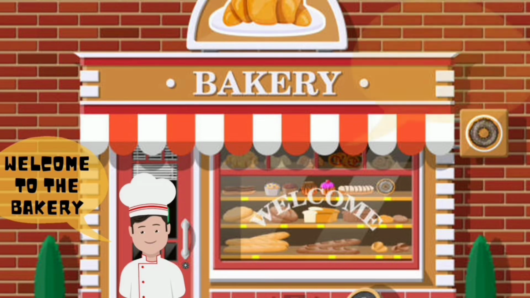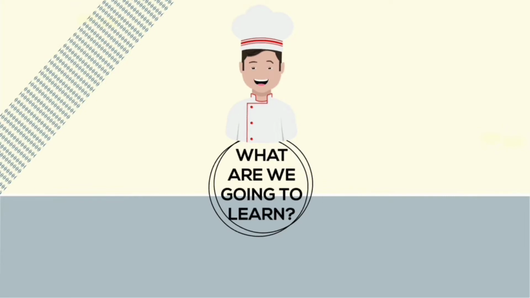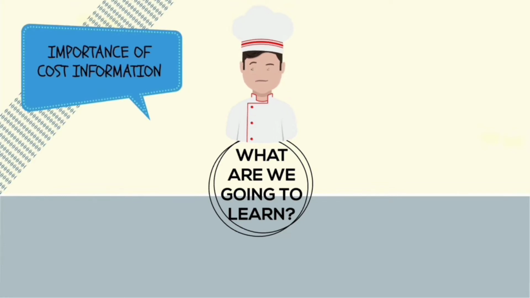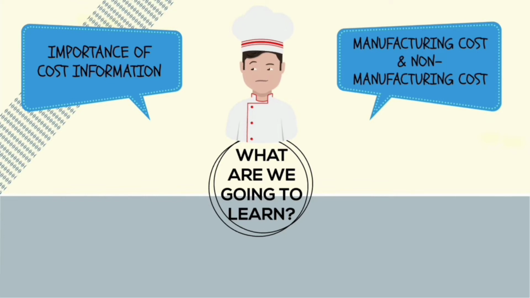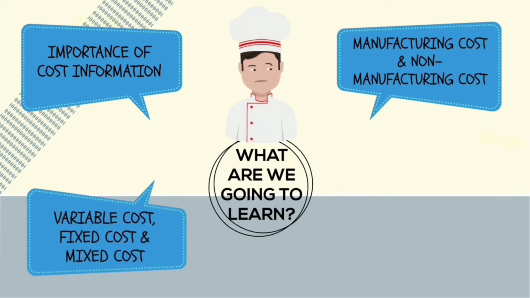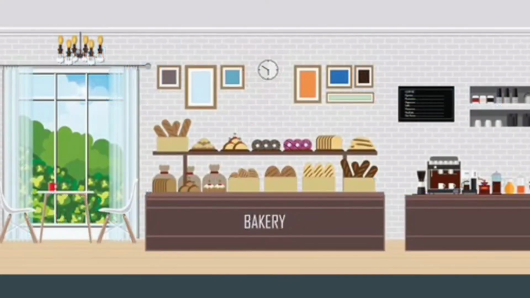Today I'm gonna talk about manufacturing costs. Before we start, let's have a look at what we are going to learn today. In today's video, we're gonna learn about the importance of cost information, manufacturing costs and non-manufacturing costs, variable costs, fixed costs and mixed costs, direct costs and indirect costs.